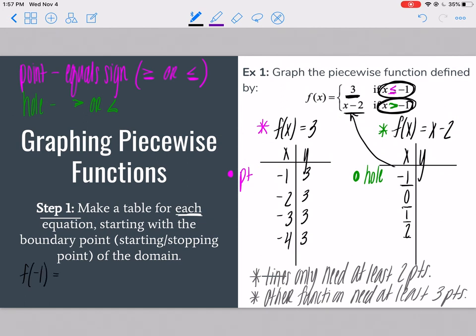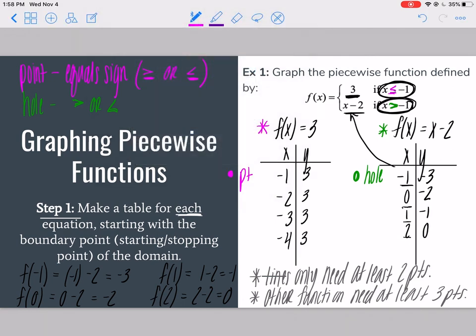F of -1 would be -1 minus 2, which is -3. F of 0 would be 0 minus 2, which is -2. F of 1 would be 1 minus 2, which is -1. And f of 3 would be 3 minus 2, which is 1. Did I skip 1? Yeah, I skipped 2. So we can do f of 2 equals 2 minus 2, which is 0. All right, so -3, -2, -1, 0. Okay, and then we're going to plot those.